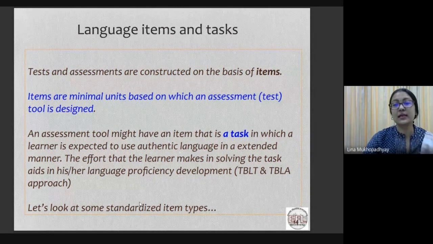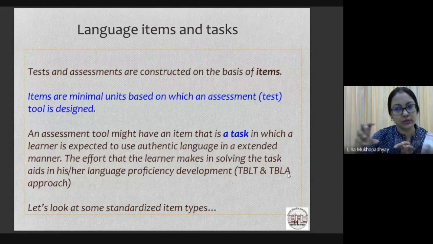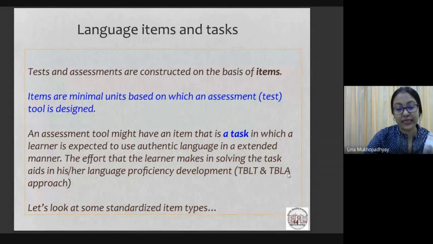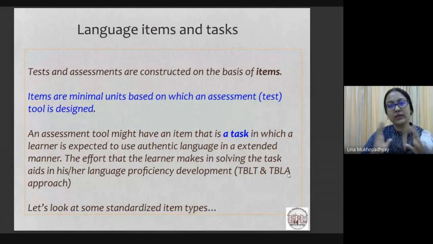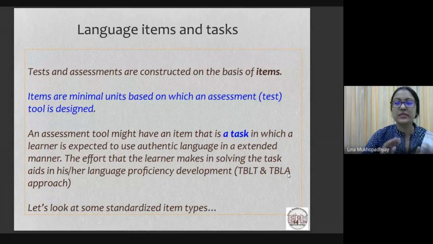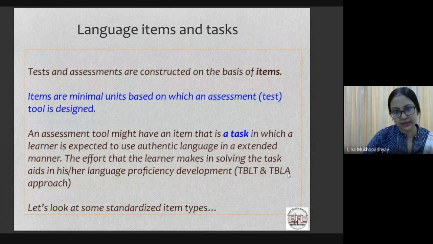Okay, so this is at the core of the TBLT, or task-based language testing and task-based language assessment approach. And content-based assessment uses this approach quite a lot. So this is one of the ingredients of content-based assessment. Okay, so the items can be discrete, or the items can even look like a task, which is not very different from a teaching task.